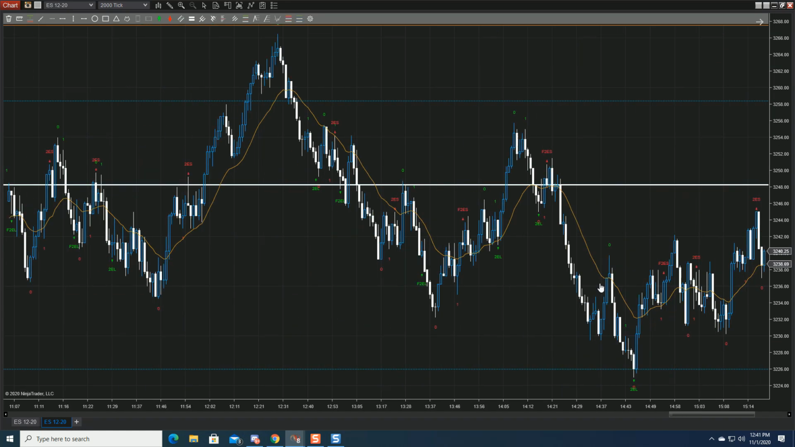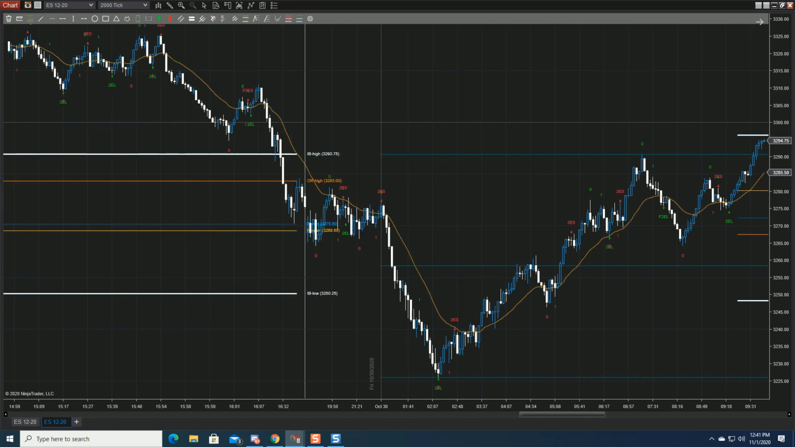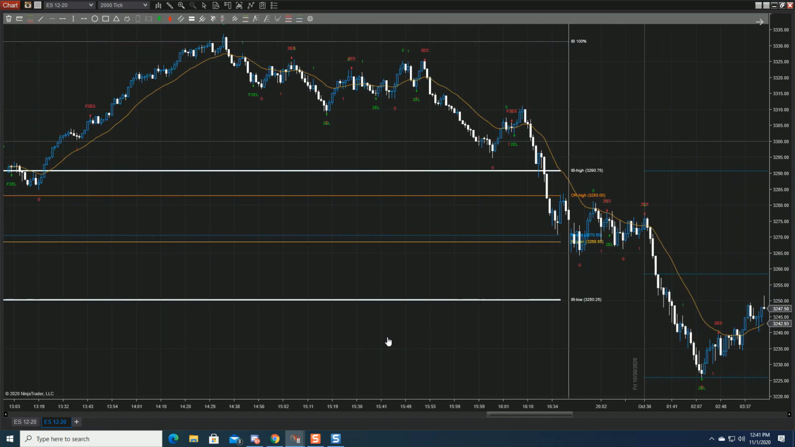This pattern, as you can see here, is happening hundreds of times across. On this, I've got a 2,000 tick chart here over the last 5 days of the market.